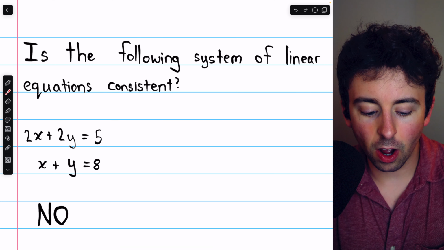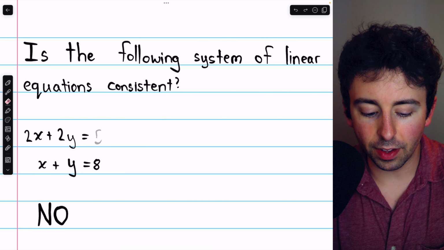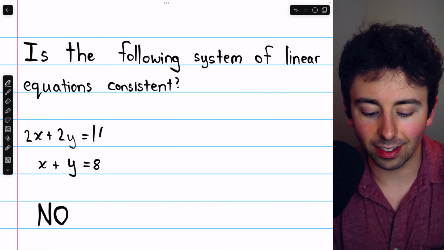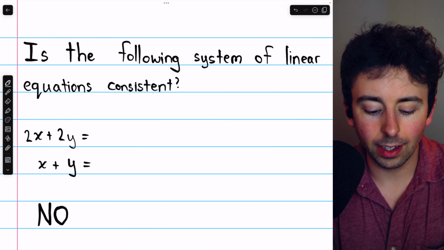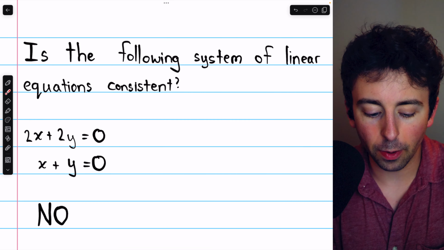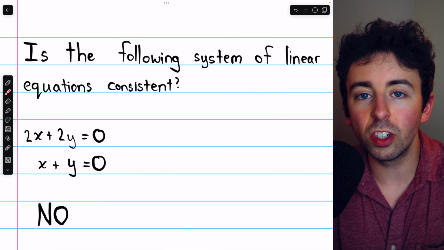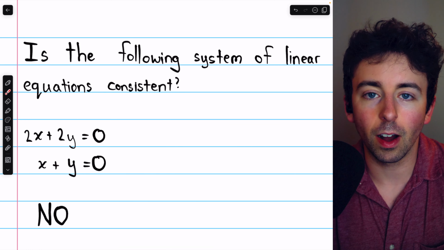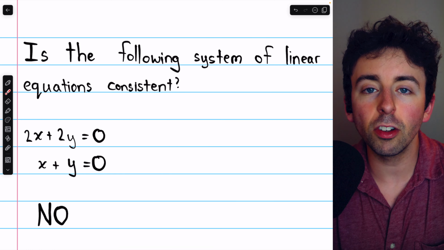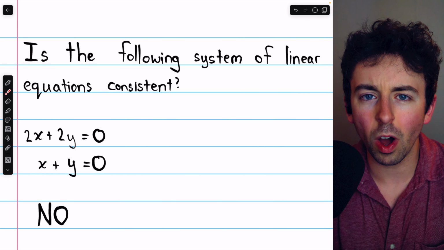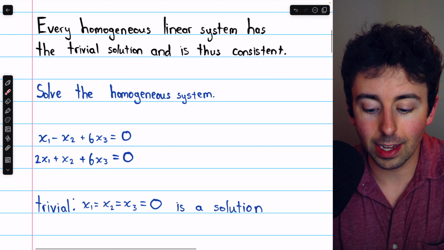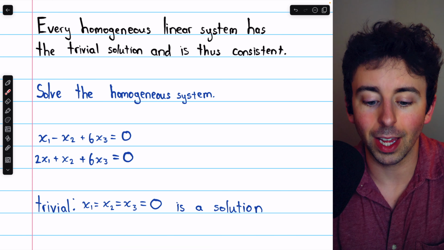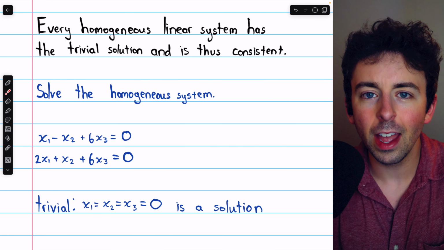In a way, it's the constants that are the problem here. If this constant of 5 was instead 16, then this system would be consistent. On the other hand, if all of these constants were 0, then this would be what we call a homogeneous linear system, because all of the constant terms are 0, and such a system always has at least one trivial solution. As a result, every homogeneous linear system is consistent, because every system like this, where the constants are 0, will have this so-called trivial solution.